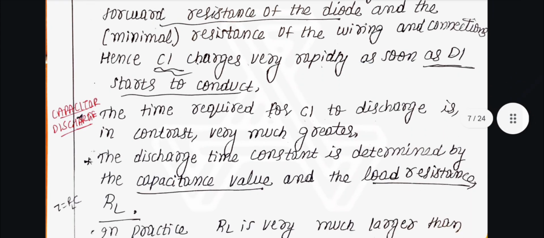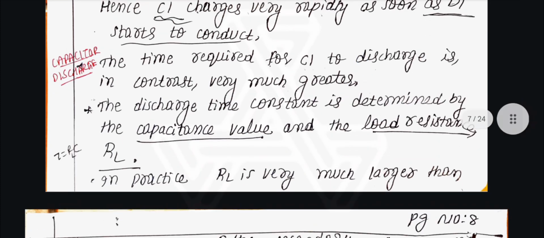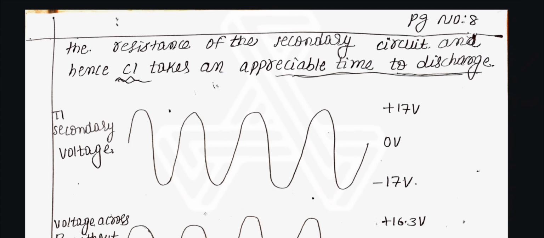The discharge time constant is determined by the capacitor value and the load resistance RL. In practice, RL is very much larger than the resistance of the secondary circuit and hence takes an appreciable time to discharge. That is shown in the given figure.